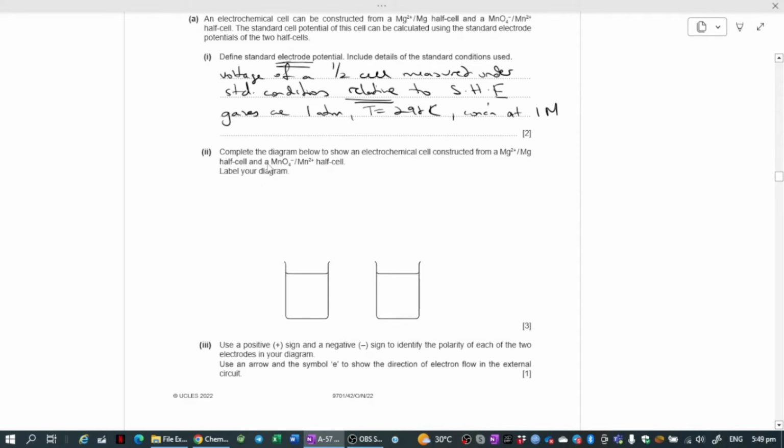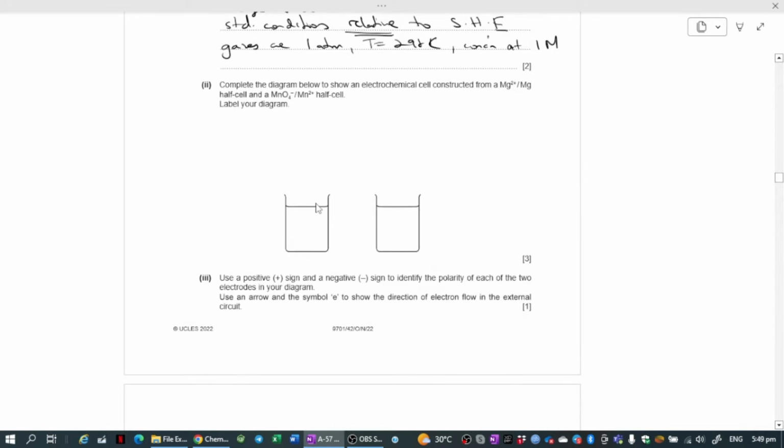Then they say, complete the diagram below to show an electrochemical cell constructed from the Mg2+ Mg half cell and the manganate Mn2+ half cell, and to label your diagram. So for the Mg2+ Mg half cell, what we would have is a rod of magnesium. So let us consider this a magnesium rod connected by platinum wire to a high resistance voltmeter. This would also be a platinum wire here. So this would be your platinum wire here.